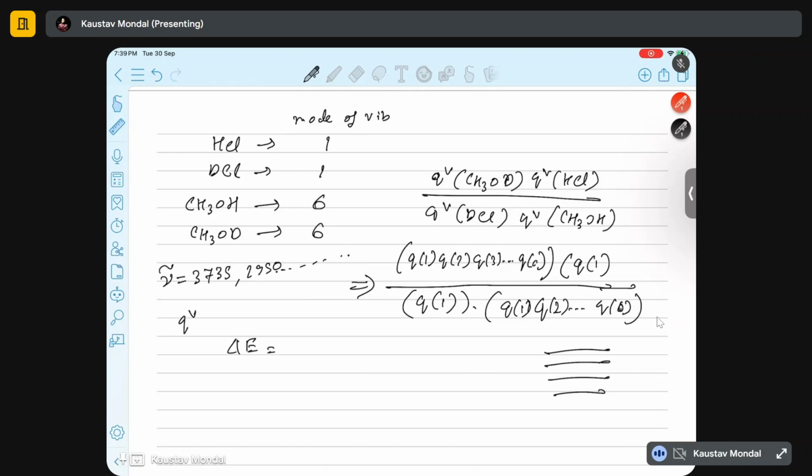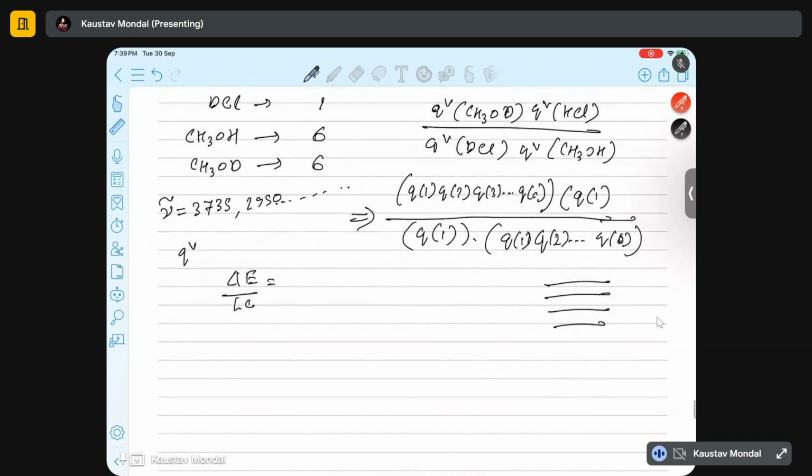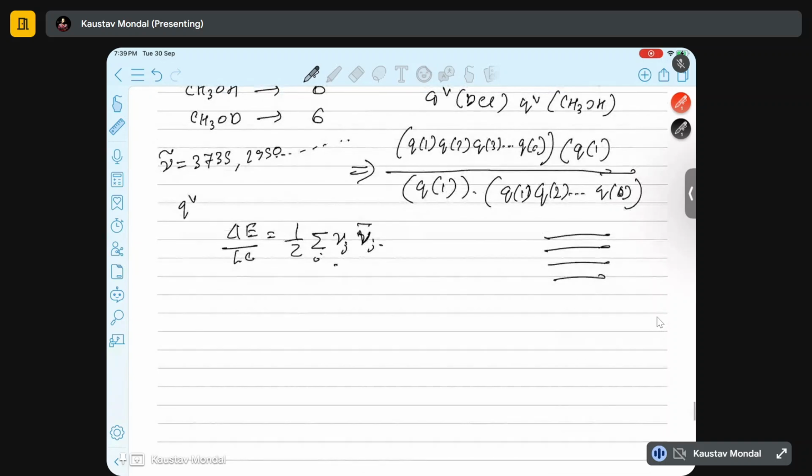So delta E by hc is nothing but the summation over j of the stoichiometric coefficient nu j times nu j tilde. This is a stoichiometric quantity, and this is the wave number. From here we can calculate the delta E, the change in the energy.